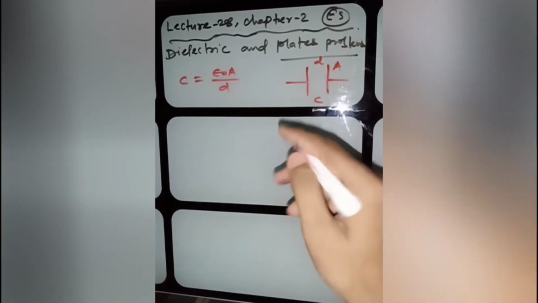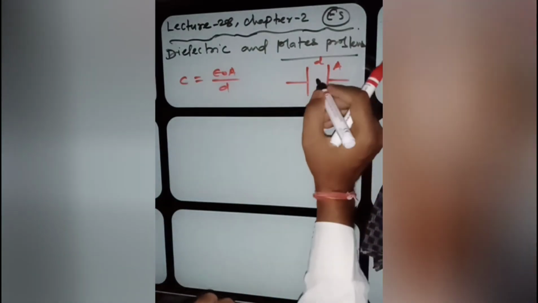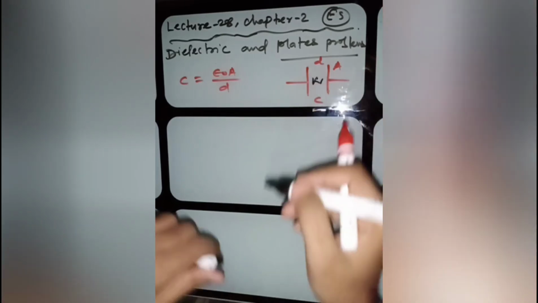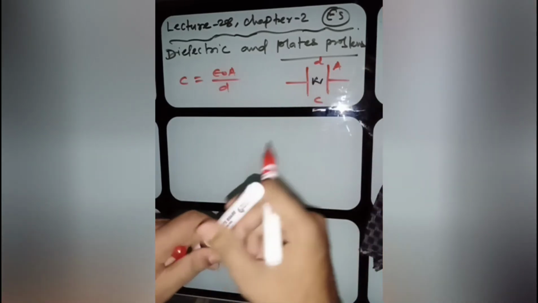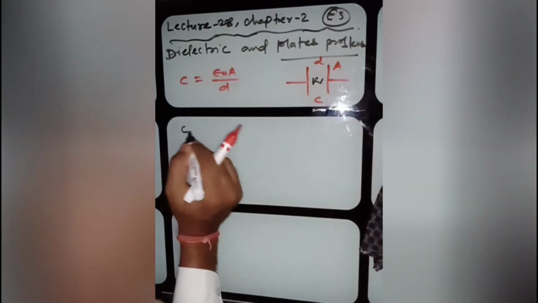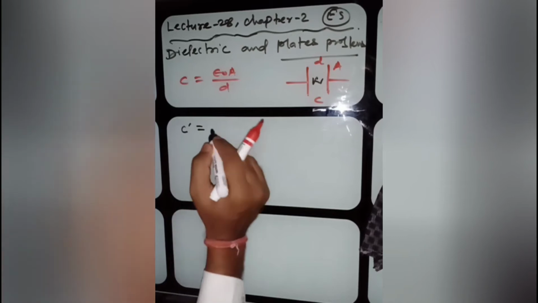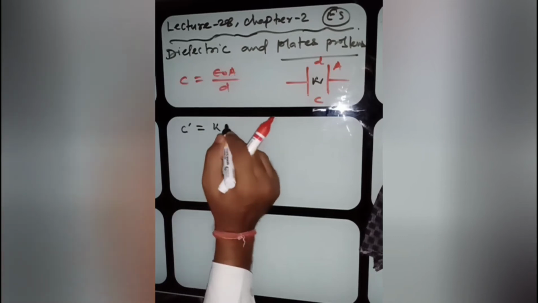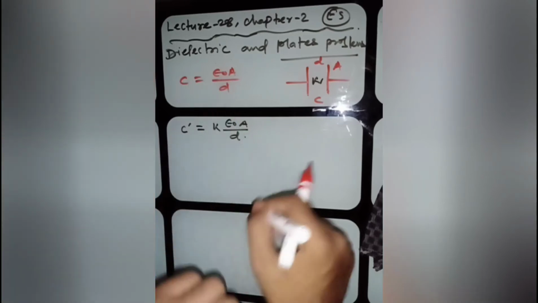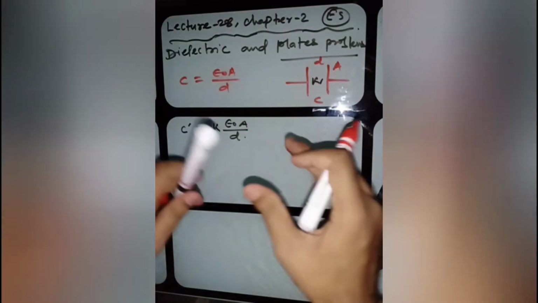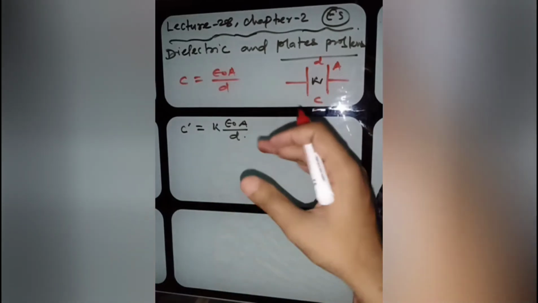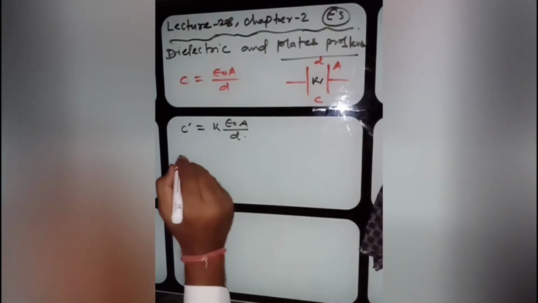After inserting a dielectric of relative permittivity K, that is the dielectric constant, what will be the new capacitance in presence of the dielectric? It will be K times epsilon naught A by D. Okay, no doubt. Now we will solve a few questions.